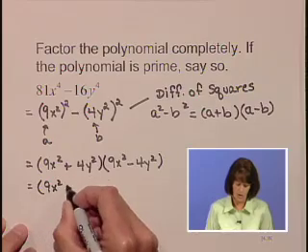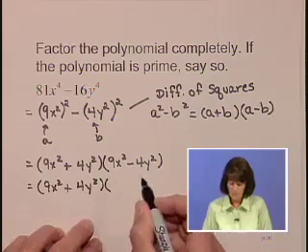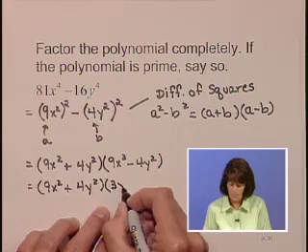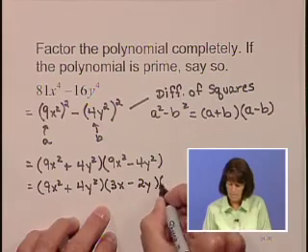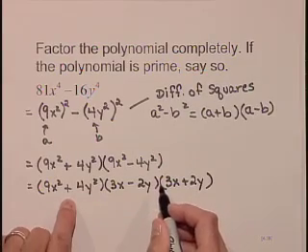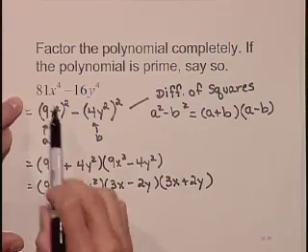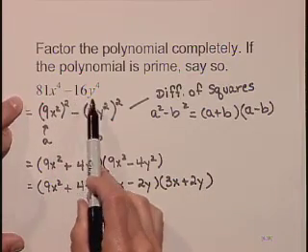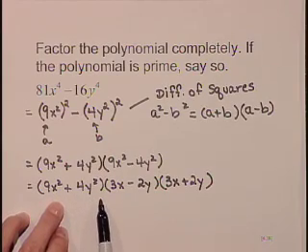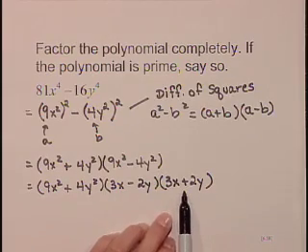Leave your sum of squares alone. It does not factor. But our difference of squares does indeed factor as 3x minus 2y times 3x plus 2y. Sum of squares doesn't factor, difference of squares does. So our complete factorization of 81x to the fourth minus 16y to the fourth is 9x squared plus 4y squared times 3x minus 2y times 3x plus 2y.